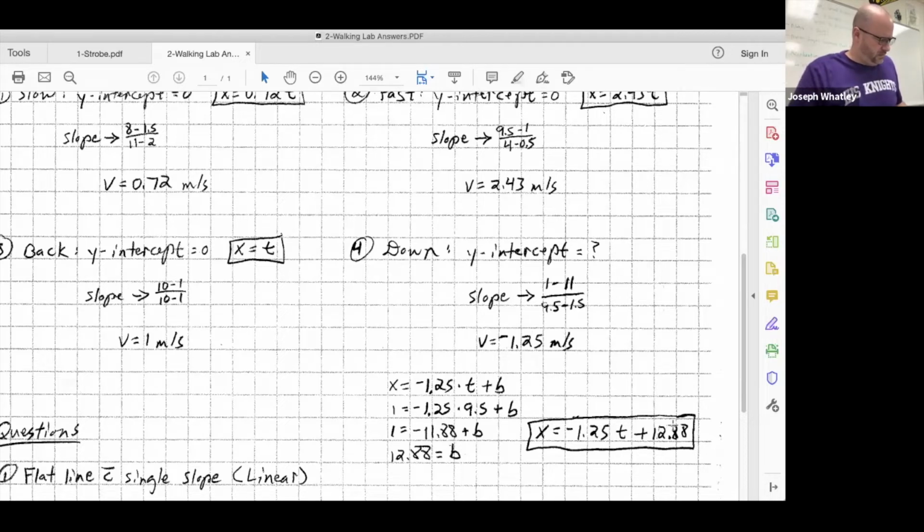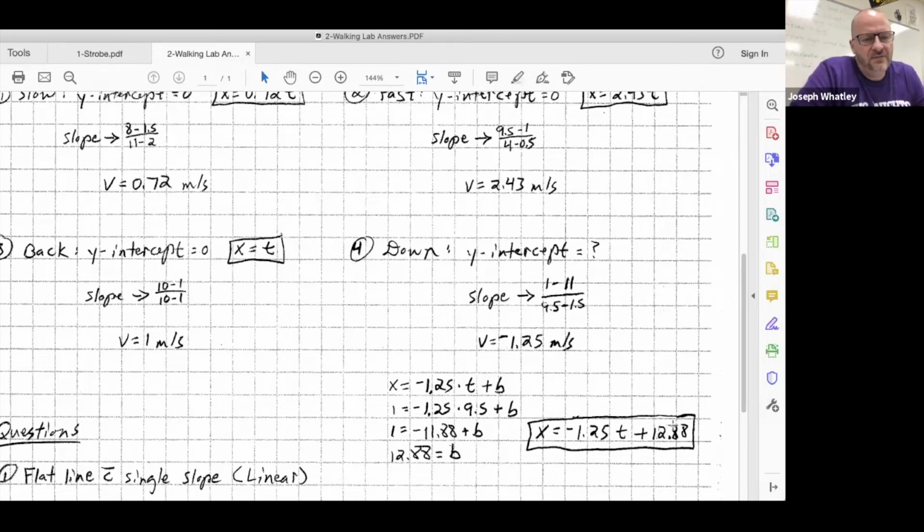So what were those stinking questions? What does the xt graph, or position versus time graph, of constant velocity look like? Well, if we know the slope is velocity, and if the velocity is constant, the slope would be constant, meaning unchanging. So it's not going to be a parabola. It's going to be a flat line. Whether it's flat horizontal or flat at some angle, it's a flat line.